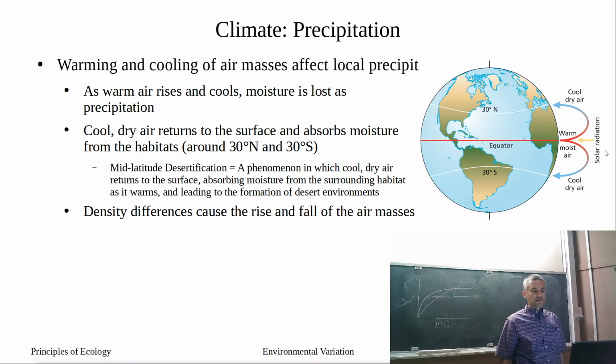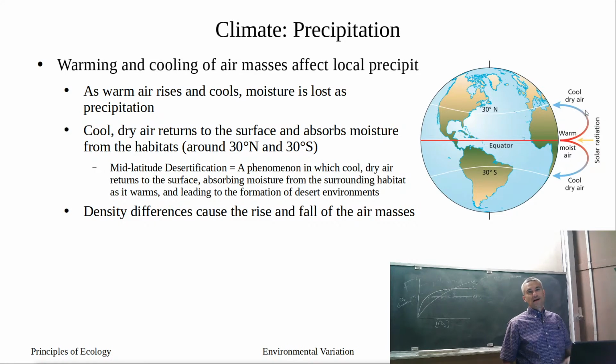So warm air rises, it cools. The amount of water the air can hold is temperature dependent. It can hold a lot more water when it's warm than when it's cool. So through that adiabatic cooling, this moist air cools down and drops its water as precipitation. That's why we get a lot of precipitation at the equator. But that air, having dropped its water, is now cool, dry air.